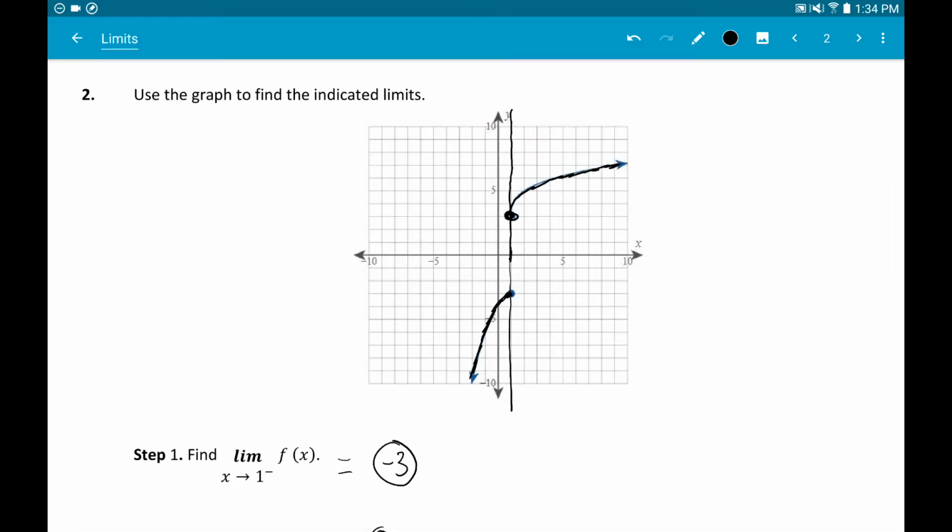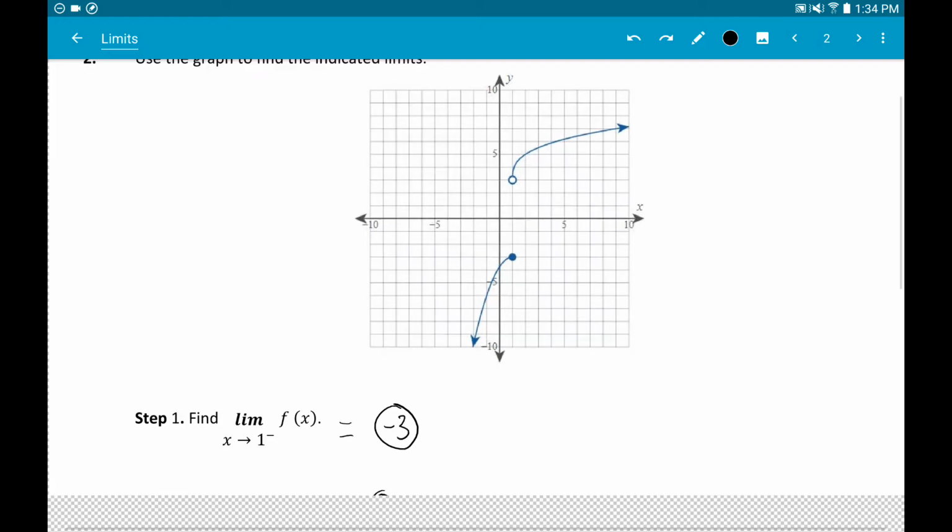Notice here that I didn't make any mention about whether you have an open circle or a closed circle. Again, that doesn't matter in limits. That's an algebra concept dealing with exactness. Limits deal with getting close to numbers.